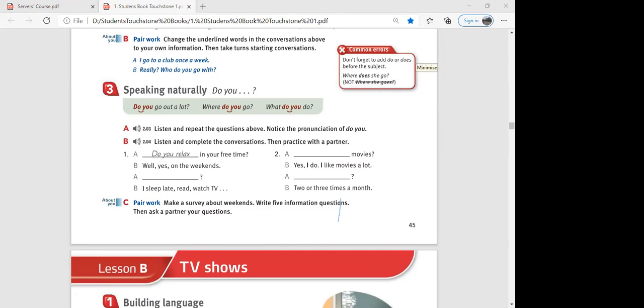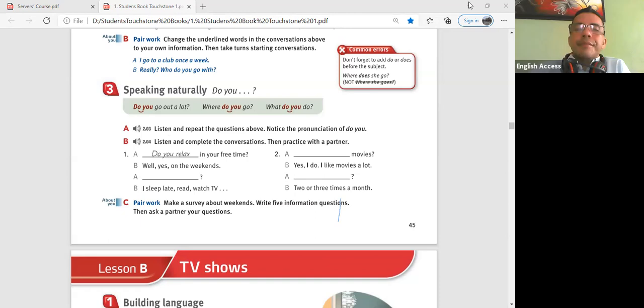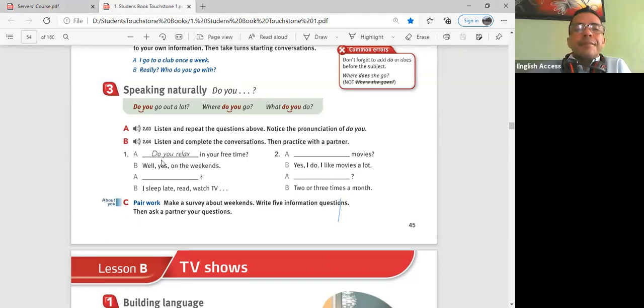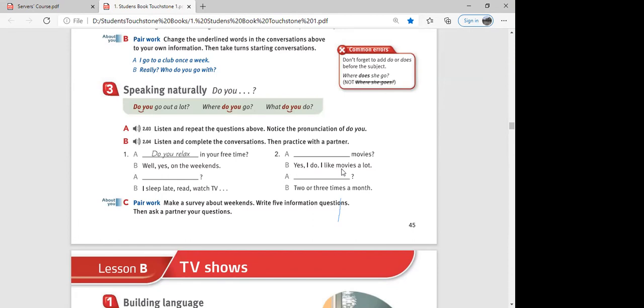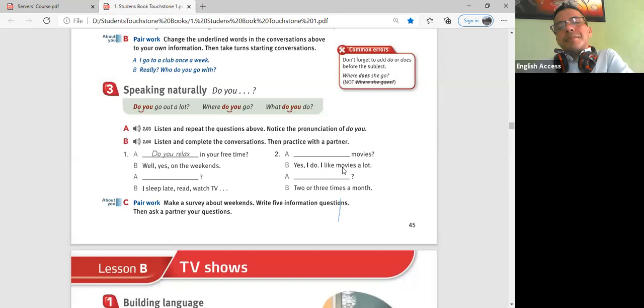Page 45. 3. Speaking naturally. Do you? B. Listen and complete the conversations. 1. Do you relax in your free time? Well, yes, on the weekends. What do you do? I sleep late, read, watch TV. 2. Do you go to the movies? Yes, I do. I like movies a lot. How often do you go? 2 or 3 times a month.